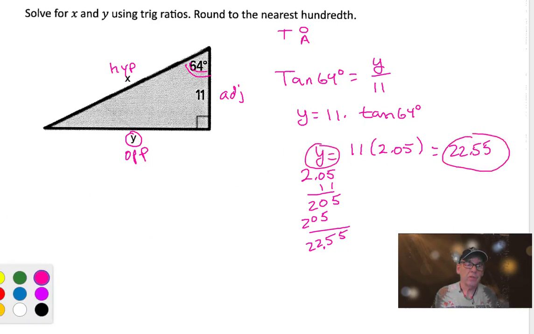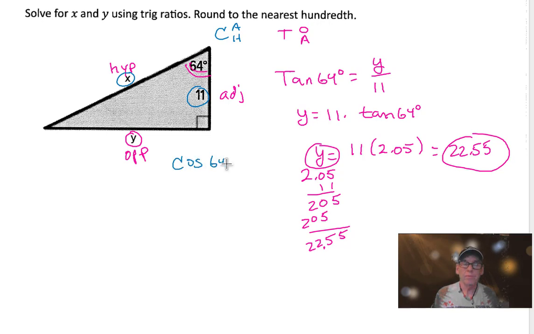Now we want to find out what x is. x is the hypotenuse. We want to try not to use a computed value, but to use the one that they give us. So we have an adjacent with the hypotenuse involved in finding x. Adjacent with hypotenuse is cosine. Cosine goes with adjacent over hypotenuse. So we would say cosine 64 equals the adjacent, which is 11, over the hypotenuse, which is x.